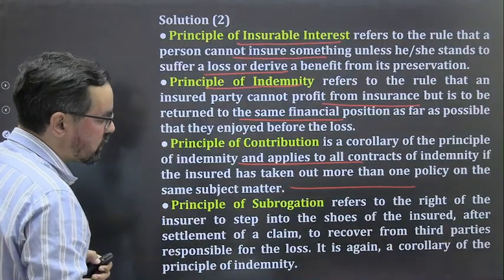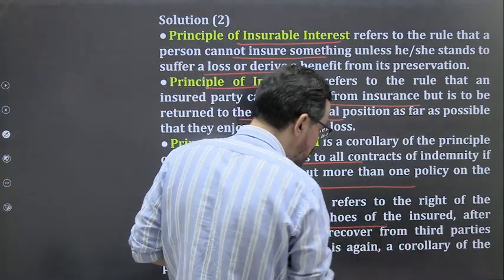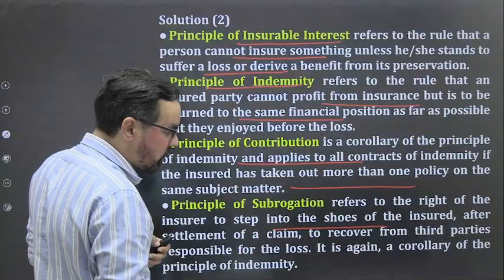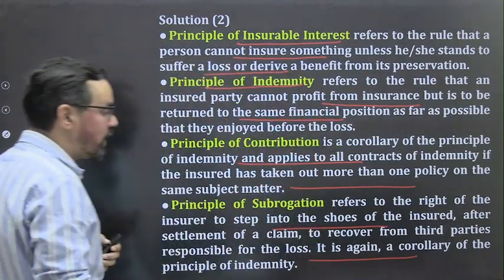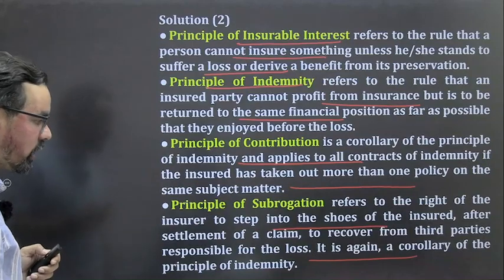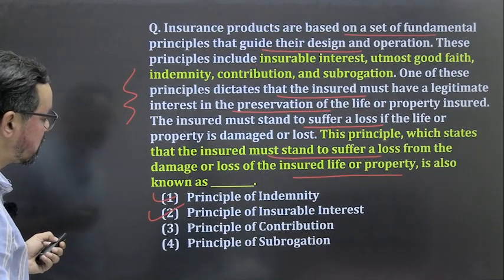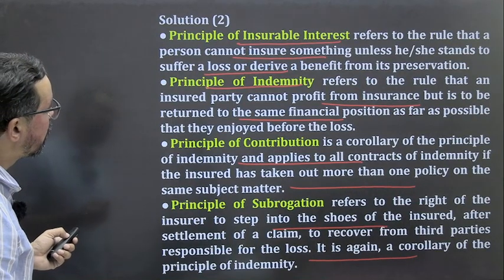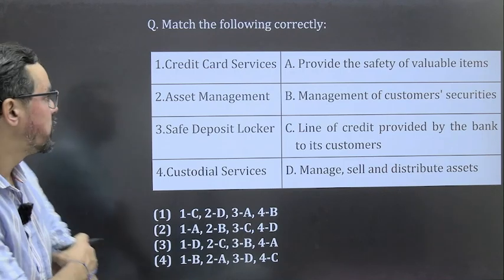The principle of subrogation refers to the right of the insurer to step into the shoes of the insured after settlement of the claim, to recover from third parties responsible for the losses. It is again a corollary of the principle of indemnity. So our answer was the principle of insurable interest. Okay, fine. Let's move to the next one.